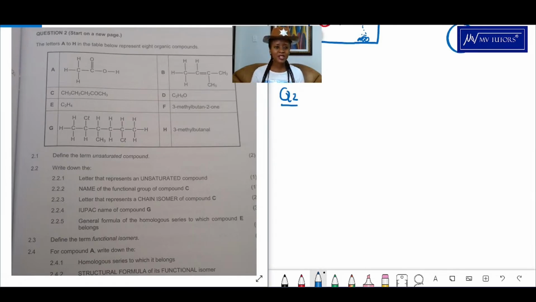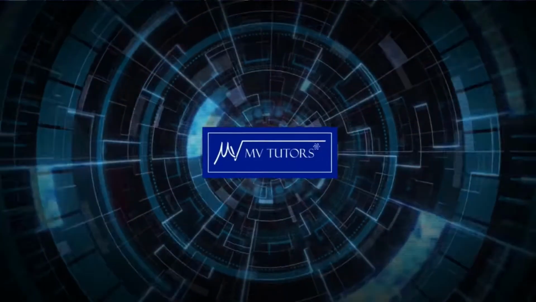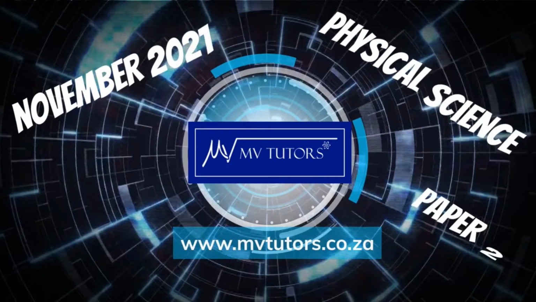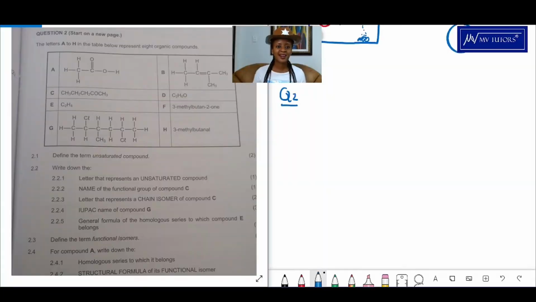Okay, question 2. So letters A to H in the table below represent 8 organic compounds. Okay, so we're just gonna have a look at that before we answer questions. What do we have there at A? We have carboxylic acid. Okay, so we see with the Q there at the end, and since it is 2 carbon atoms, that would be ethanoic acid.